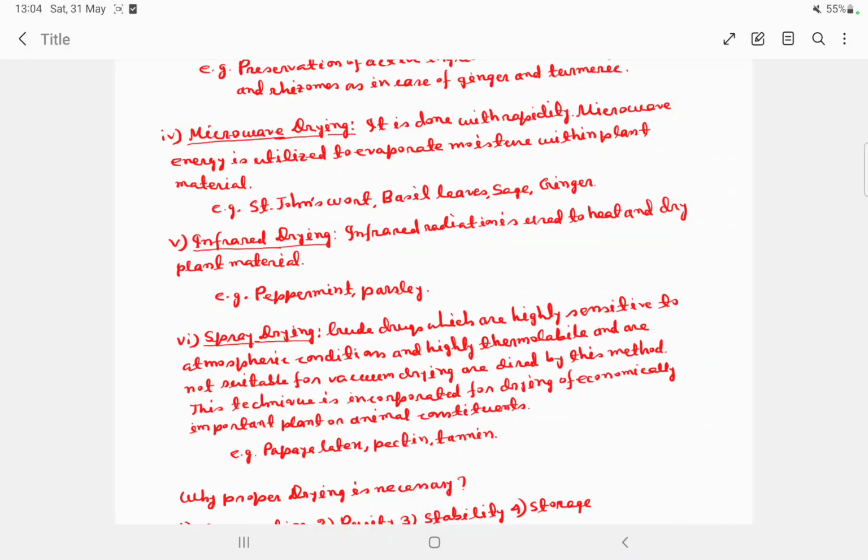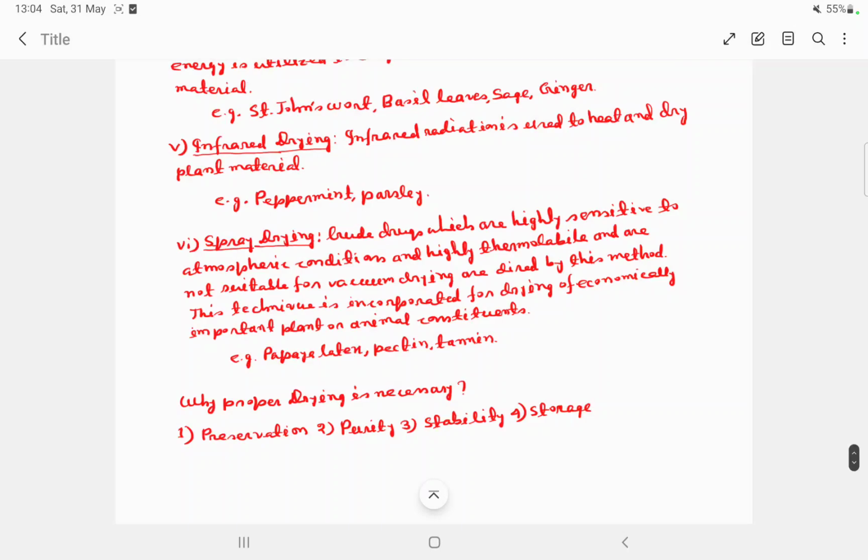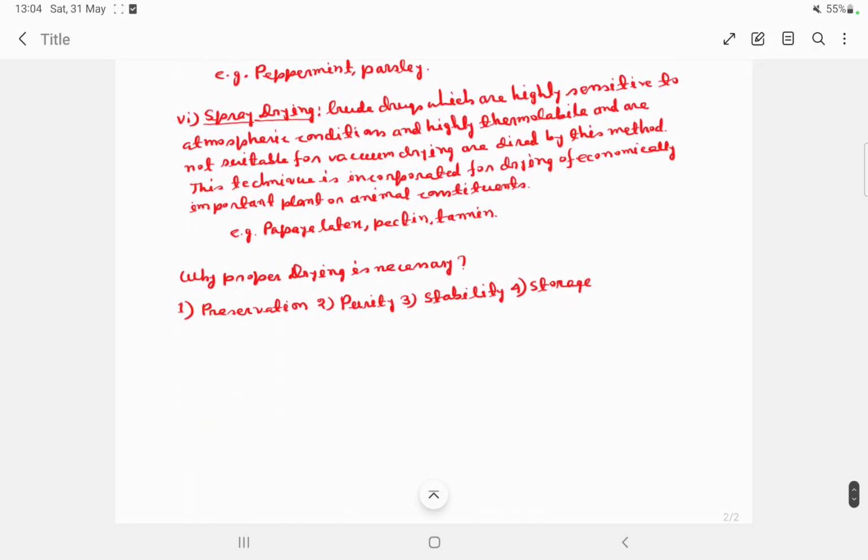Next is spray drying. Crude drugs which are highly sensitive to atmospheric conditions, highly thermolabile and not suitable for vacuum drying are dried by this method. This technique is incorporated for drying of economically important plant or animal constituents. Examples include papaya latex, pectin and tannin.